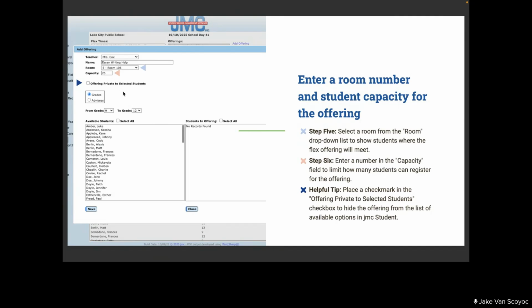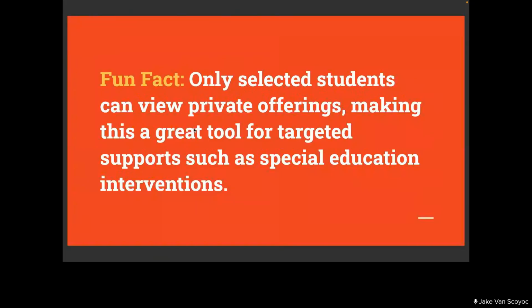If you have an offering where I just need to see these 5 kids and only these 5 kids, you can make that offering private to those selected students, and then lock those students into that offering so that they cannot change. And we'll get to that here in just a second. Fun fact, only selected students can view private offerings, making this a great tool for targeted support such as special education interventions.